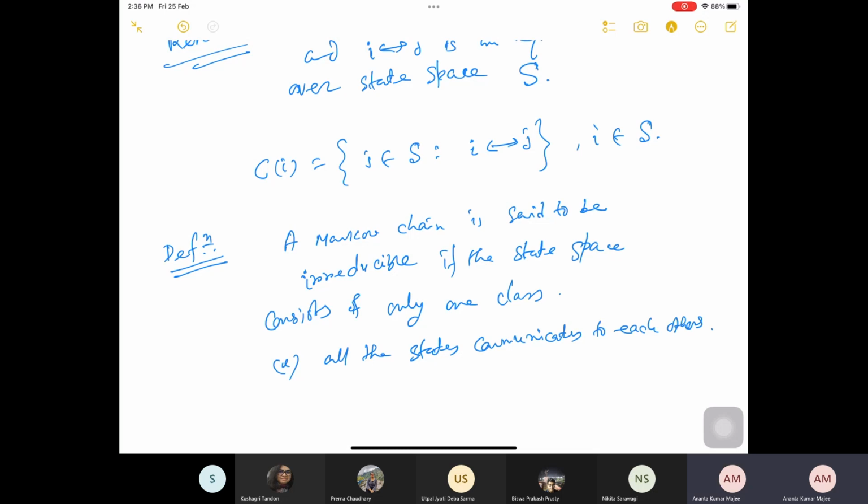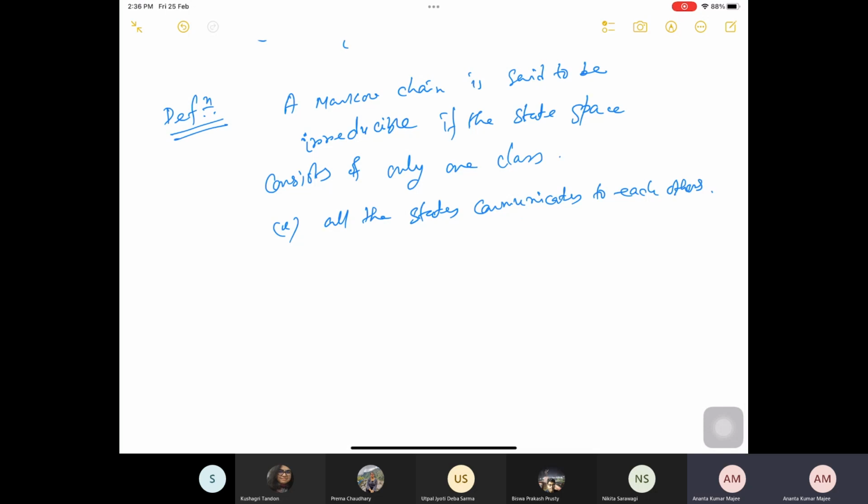That means if we consider any two states, i and j, they communicate with each other, and hence all the states communicate with each other. Okay, let us consider one example of whether we can have an irreducible Markov chain or not. So we have to show that my state space contains only one equivalence class.